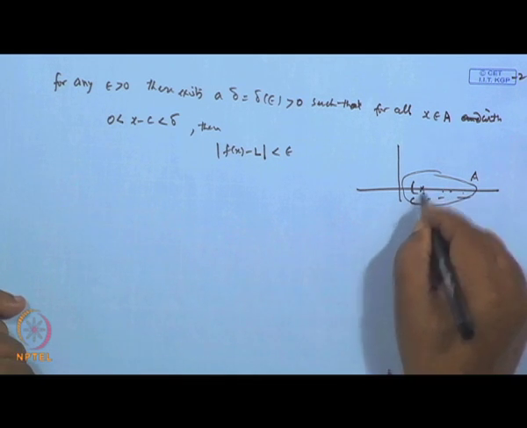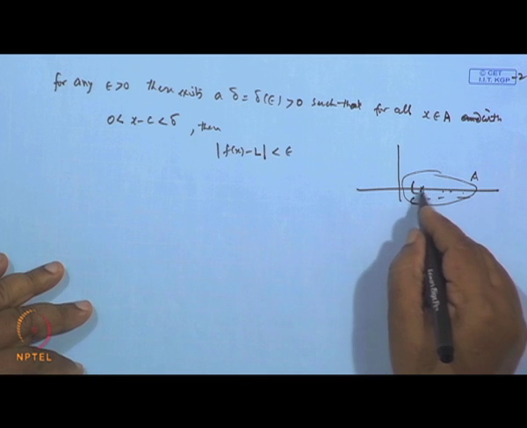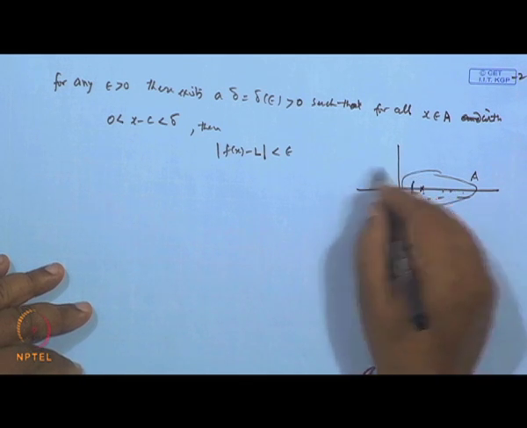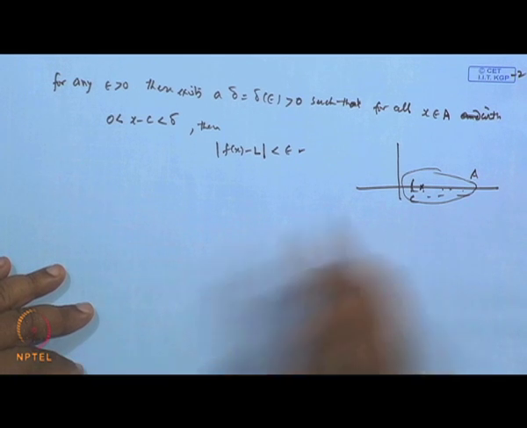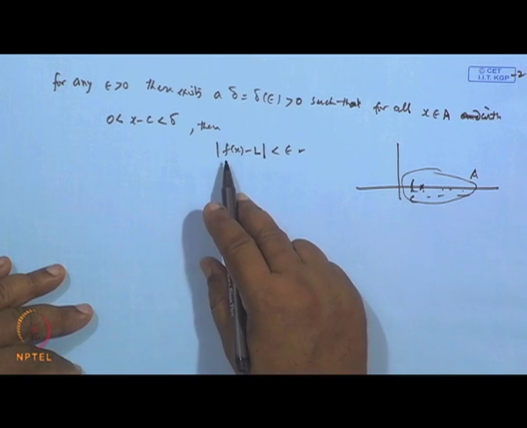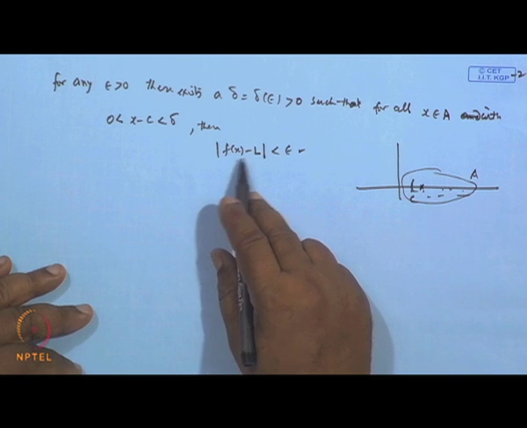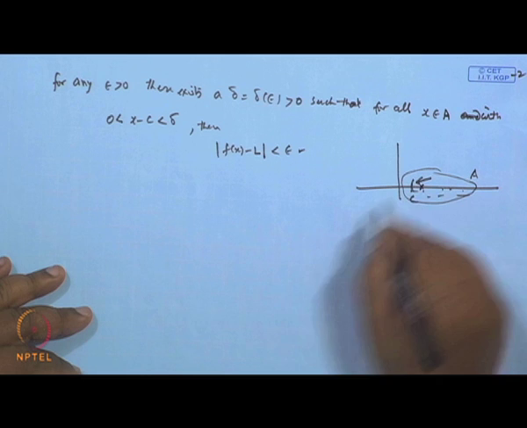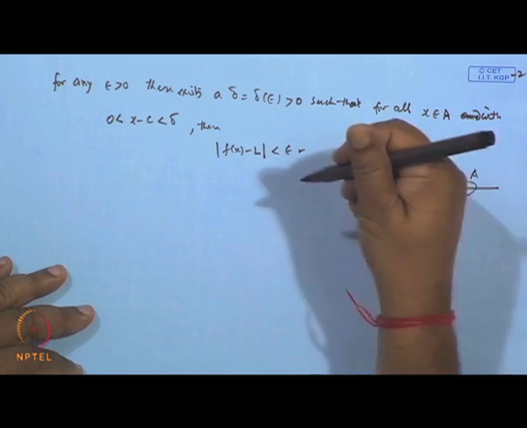So, if we pick a point x here which is greater than c, and if the functional value f(x) minus L lies in this interval, then we say that the limit of the function f(x) from the right hand side exists and is equal to L. That is, we are approaching c from the right hand side.